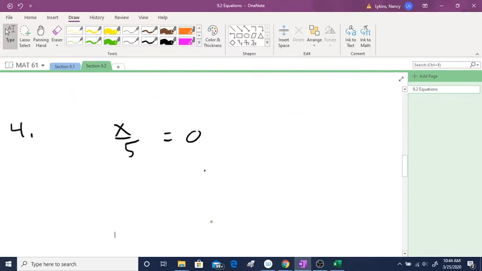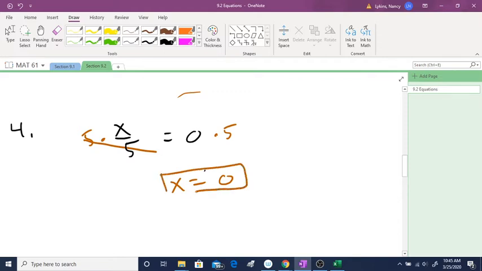Now I want you to take some time on this. We'll do it the exact same way. Think about fractions as division problems. So to get rid of this 5, you have to multiply by 5. Do it to one side, you have to do it to the other. Now this frees up x, because the 5's cancel. x equals 5 times 0, which is 0.